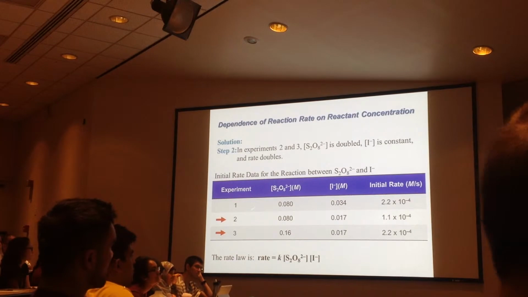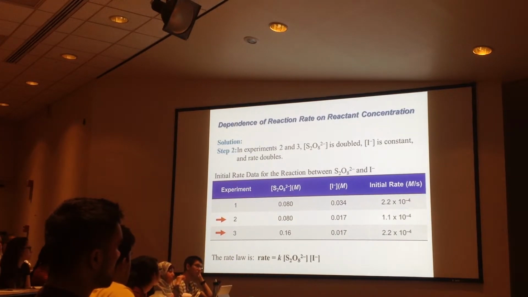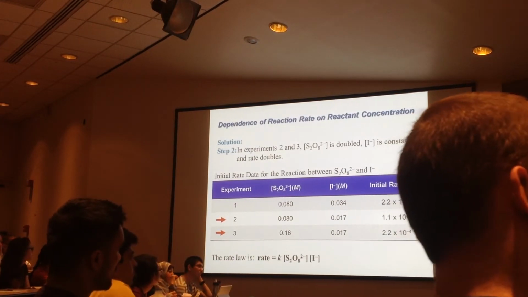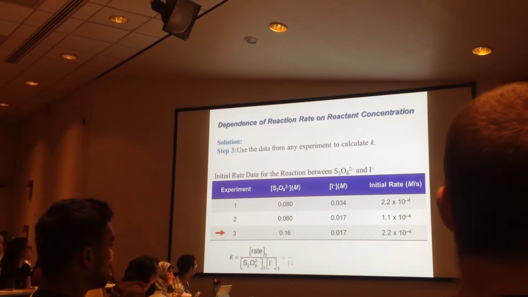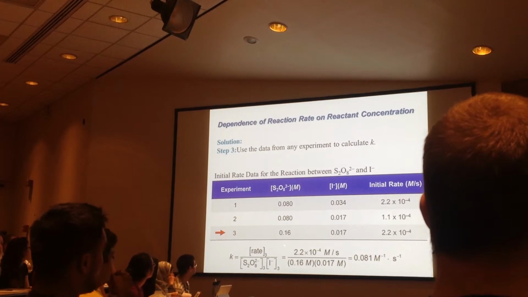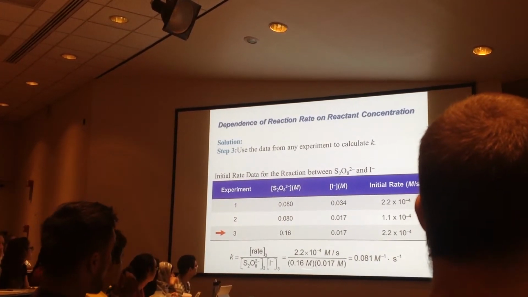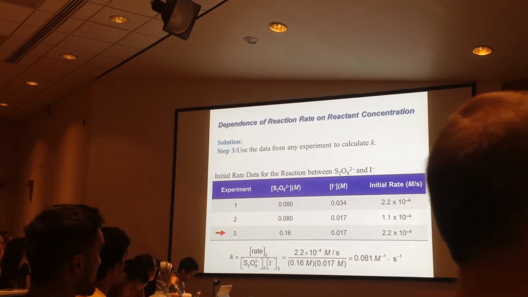Just plug them in, right? So I can pick any of the equations. At this point, it doesn't matter which one I pick. I have a rate, I have this concentration, I have that concentration. If I calculate it, I should come up with 2.2 over 10 minus 40 divided by the 2 concentrations. Main thing again is just check the units.